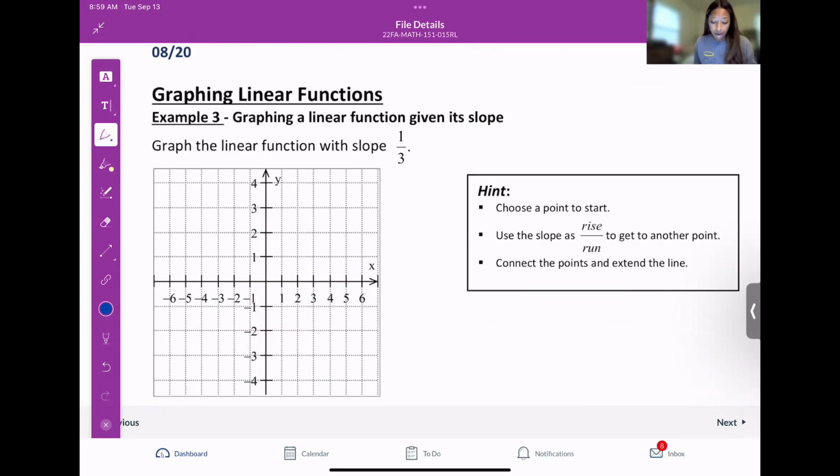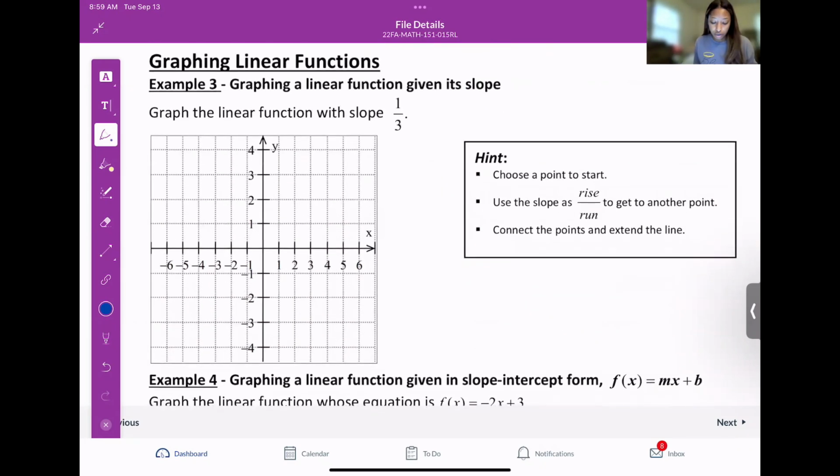All right, next part, graphing linear functions. Example 3 asks us to graph a linear function given its slope. So graph the linear function with a slope of 1/3. Our hint over here is telling us to choose a point to start at, use the slope as the rise over the run to get another point, and then connect the points and extend them to get the line.